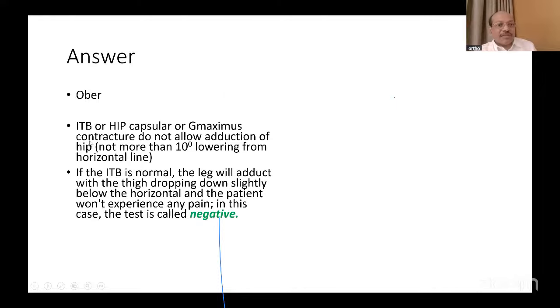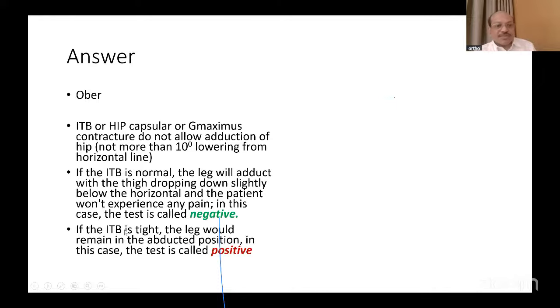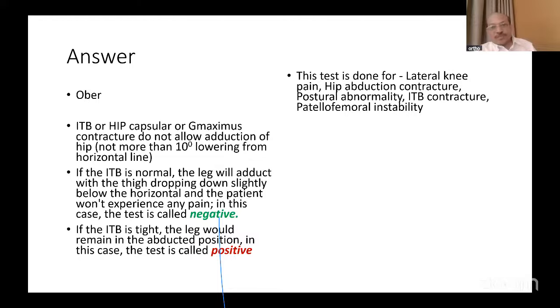Now if the iliotibial band is normal, the leg will adduct with the thigh dropping down slightly below the horizontal and the patient won't experience any pain. So in this case, the test is negative. Now, if the iliotibial band is tight, the leg would remain in the abducted position. In this case, the test is positive. Now, this test is done for the lateral knee pain.